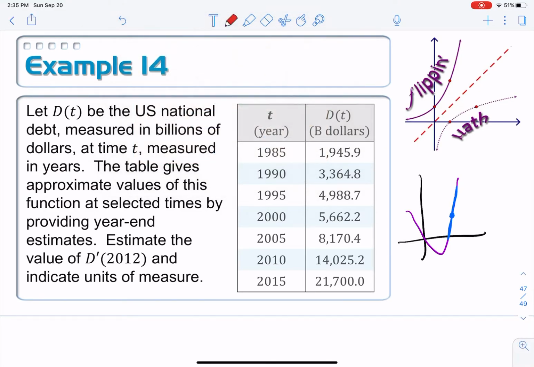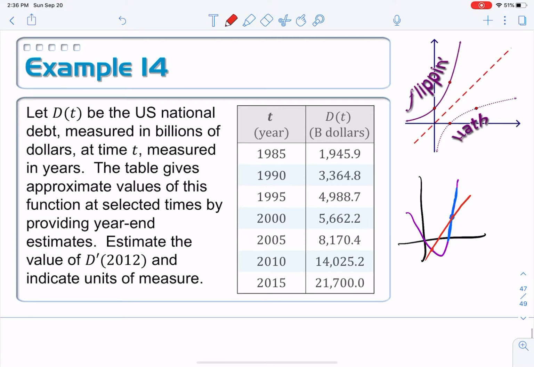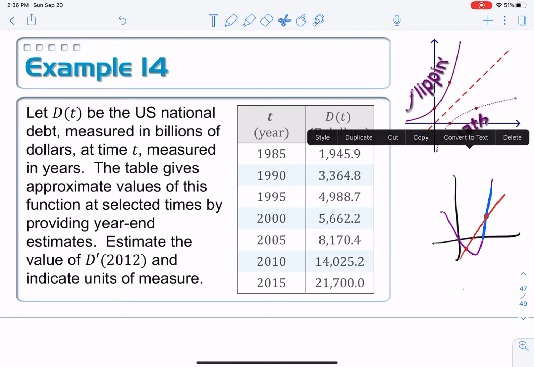So what we have to do is choose a second point here, and actually find the slope of a secant line. And if my two points are close enough together, and these definitely are not, then I'm going to get as close as possible to the slope of that tangent line. And that's what I have to do for this particular example. Since I don't even have 2012 in the data, I have to find the closest secant line to 2012.